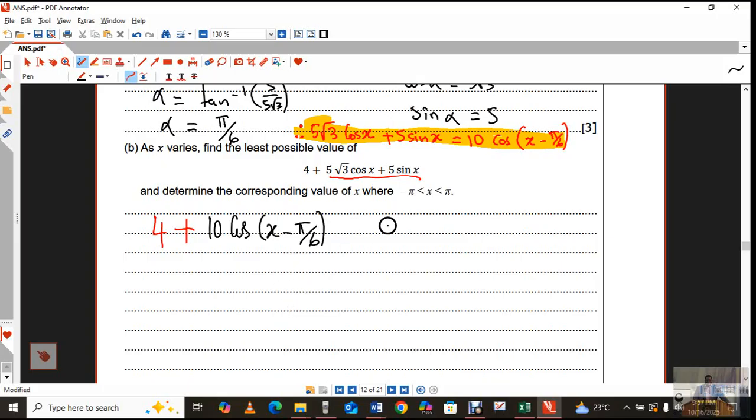Now, here is something that you should know about the cosine graph. So if you have the cosine graph, okay, it looks weird, but I think you get the idea.